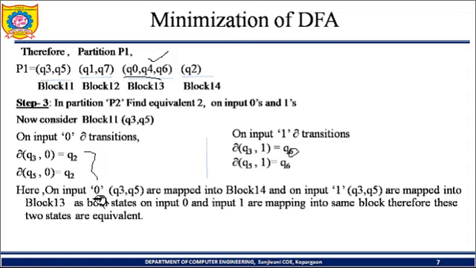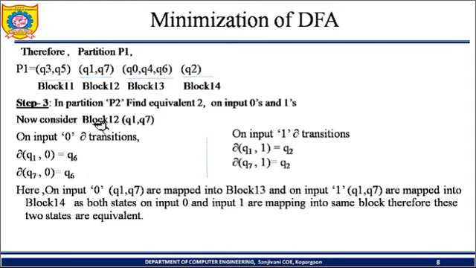That's why those two states would still be identical on input 1. So on input 0 both states are mapped into block 1 4, and on input 1 both states are mapped into block 1 3. That's why those two states are identical. This block is identical, so no further partitioning is possible. Now we have to check Q1 and Q7.